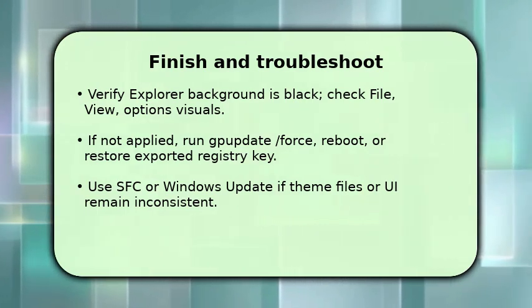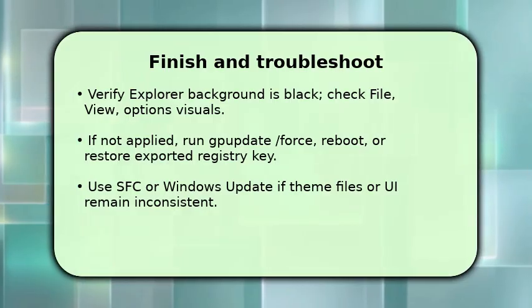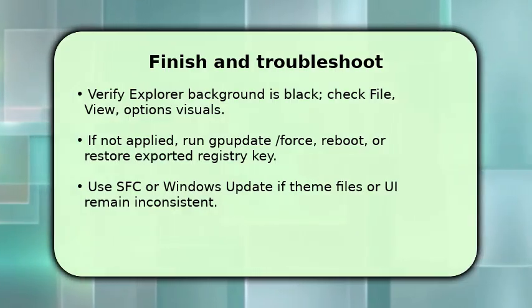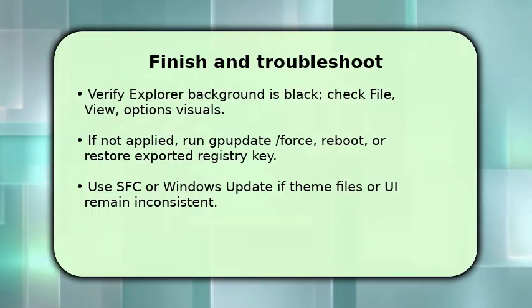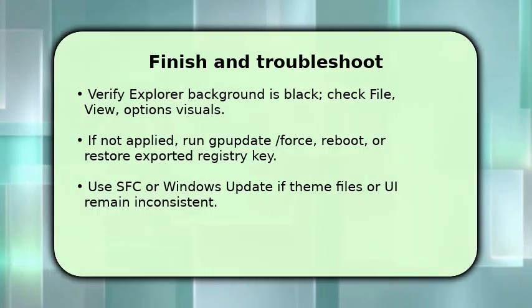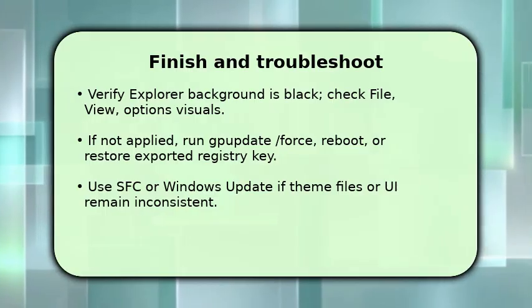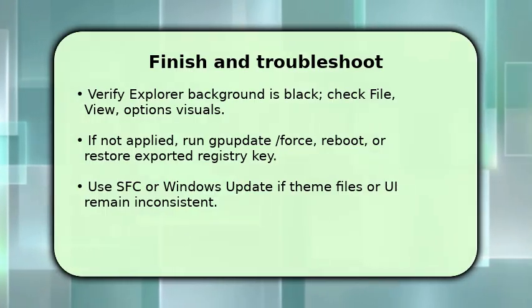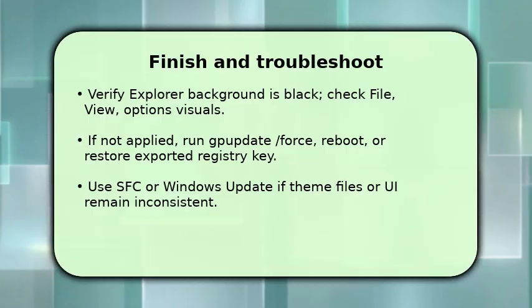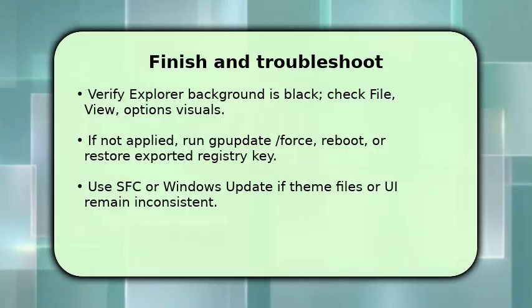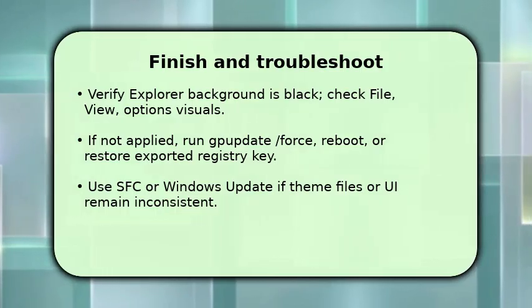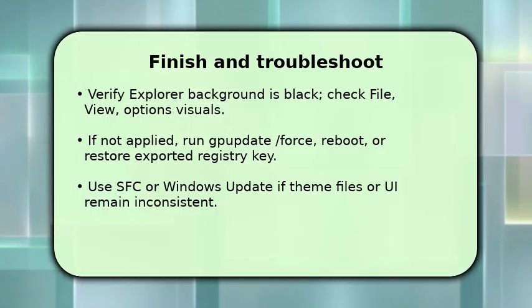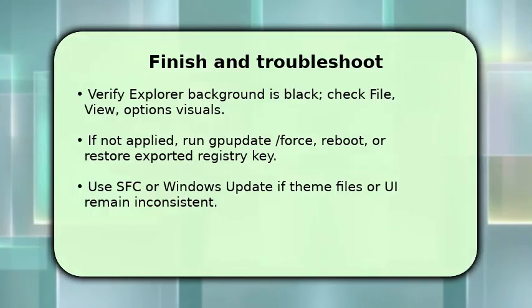If some areas remain light, run gpupdate /force, reboot, or reapply the registry values and restart Explorer again. If problems persist, restore your exported registry key and run System File Checker, sfc /scannow, or check for pending Windows updates. Corrupted theme assets or pending updates often block the change. One key troubleshooting tip: restore the backup registry export to undo mistakes quickly and try the steps again.